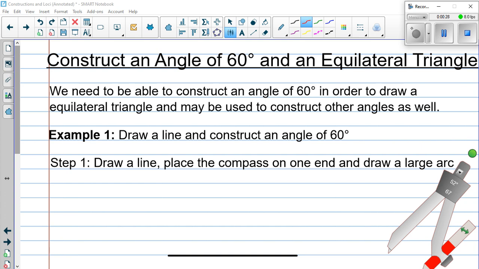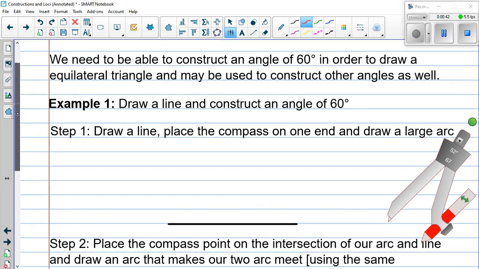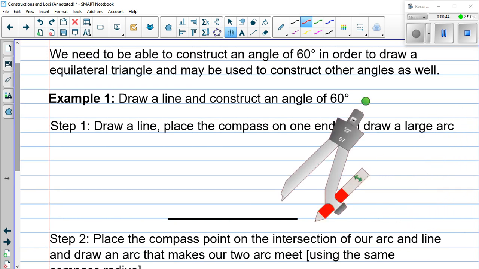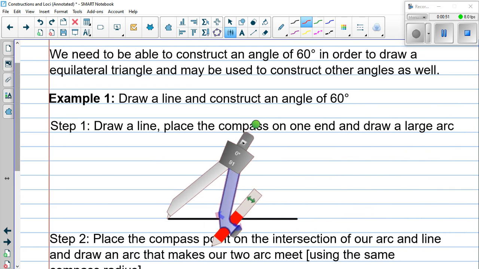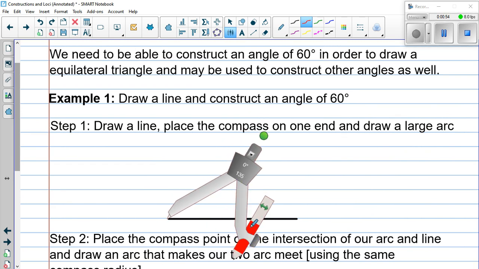We may be used to construct other angles as well. We can construct 30 degrees by doing an angle bisector, so we'll do that in the next video. But let's get going with the 60 degrees, because it's actually not that difficult if you've understood how to do the other bisectors already. Here we're going to place our compass on the page, because we just had to draw a line, and we're constructing an angle of 60, because that line will be one of the two lines where our angle meets.